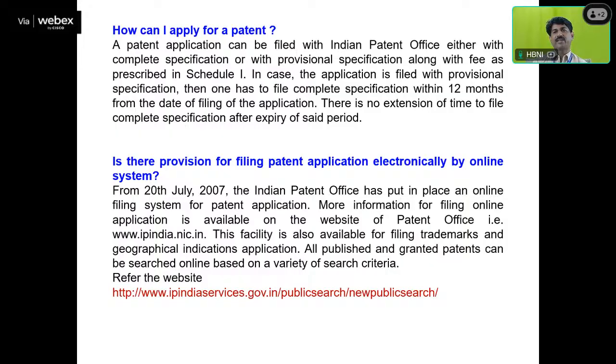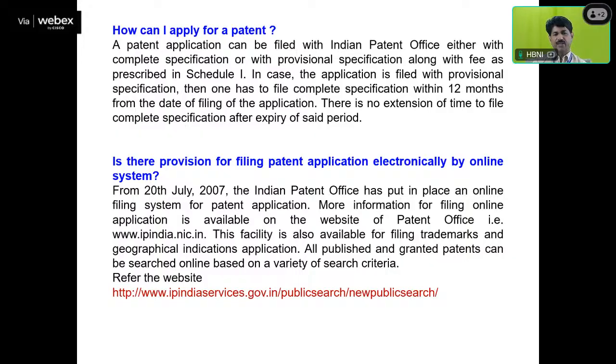So if I am going for a patent, and I have completed part of the things but certain small things are remaining, I can go for the provisional patent application. In that, all the details I may not mention, but still I can apply for the patent. Within 12 months, that is within 1 year, I have to give the complete specification of the patent. Otherwise, the validity will be lost.